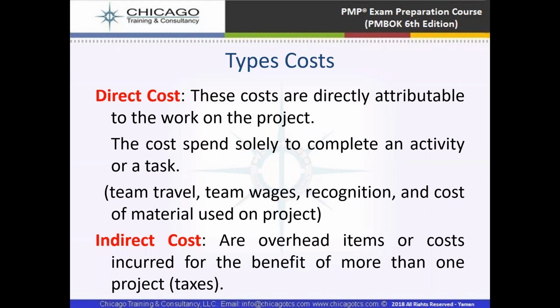They are costs incurred for the benefit of more than one project. It means indirect costs are, for example, if the project is being supported from the head office, those head office people are defined as indirect costs, because they are managing 4 or 5 projects, but they are also managing this particular project. So the share is there for this project. That's why it is an indirect cost.